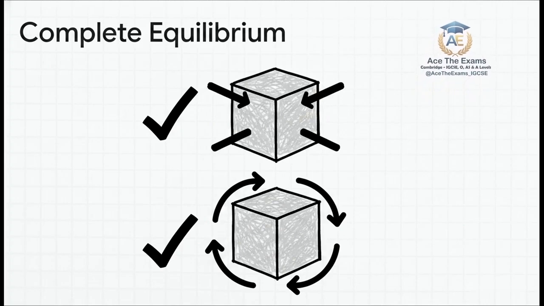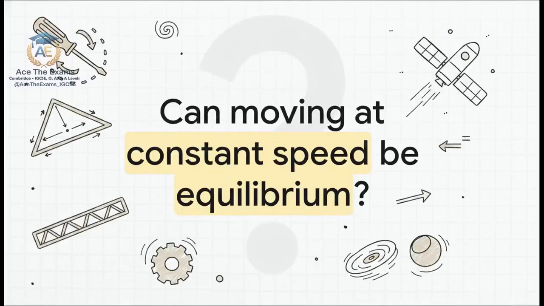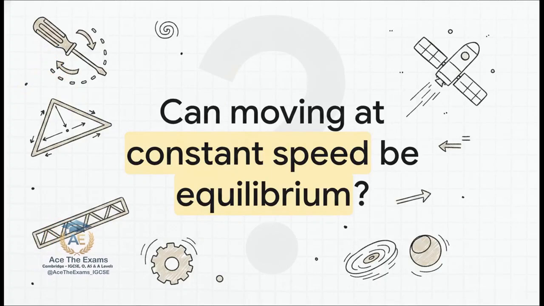For absolute complete equilibrium, you must state both bullet points on screen. The sum of the forces in any direction must be 0, and the sum of the moments of the forces about any point must be 0. I'll leave you with this final, fascinating thought to ponder. Does balance always mean standing still? As we discovered in our workshop, an object gliding through space at a constant speed in a straight line with forces summing to 0 is indeed in perfect complete equilibrium.